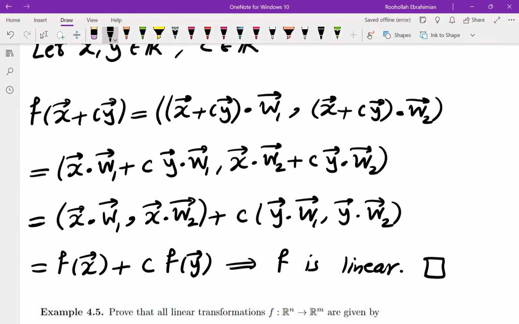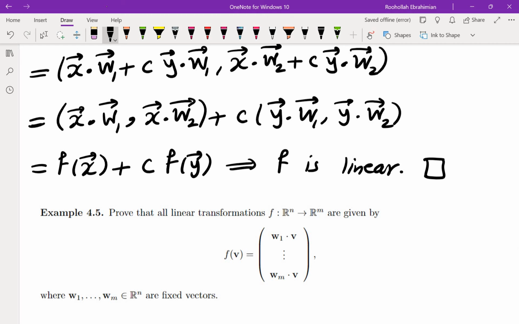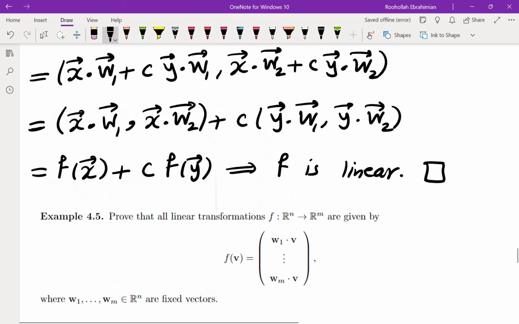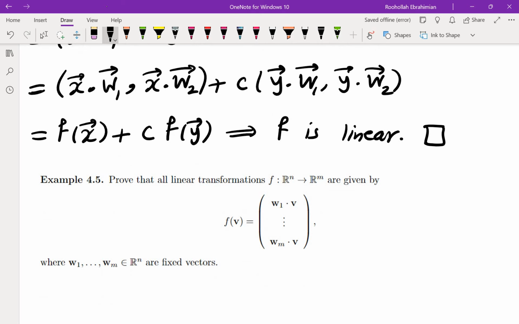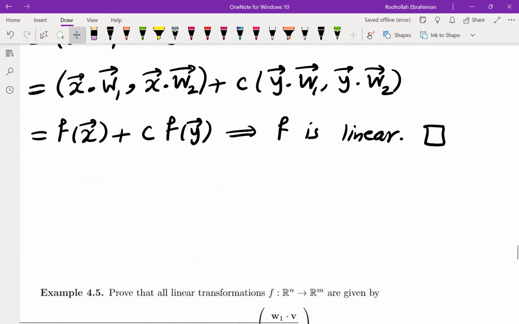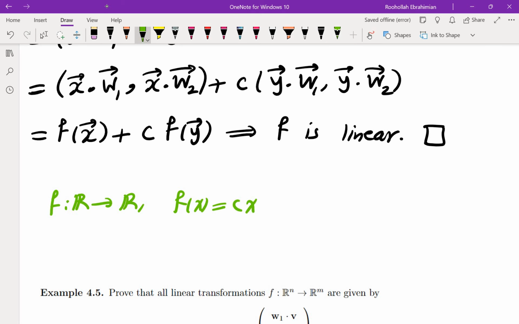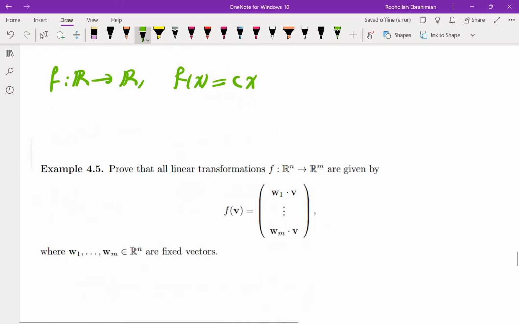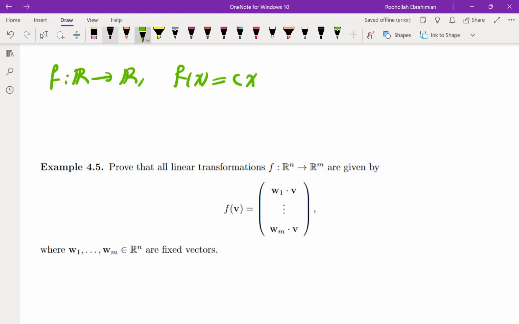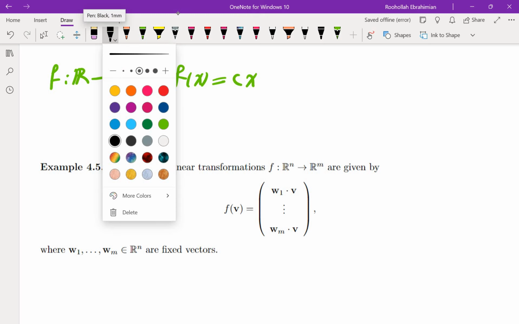Okay, so this is very interesting. Every linear transformation comes from dot products, with different vectors in different components. So now if you look at the first example that I did, the first example was a function f from R to R, where f of x equals cx, and this is linear. So in fact, it's interesting to think about all linear transformations from Rn to Rm as things of this sort. So this is the objective here, and that's one of the things we're going to talk about later.